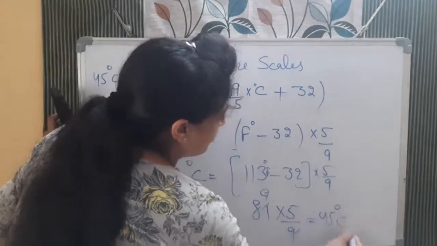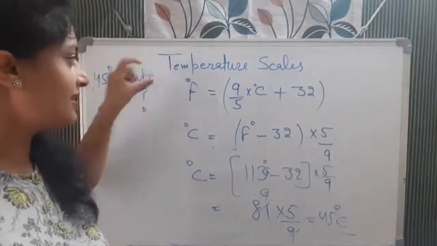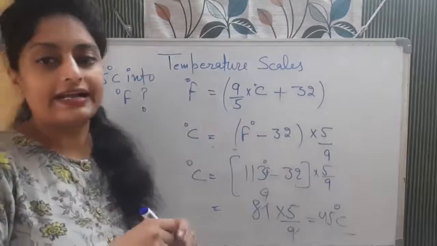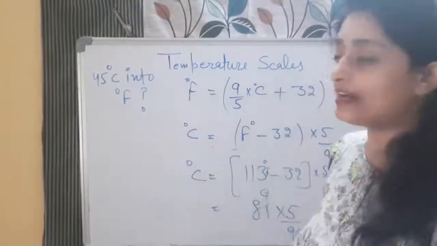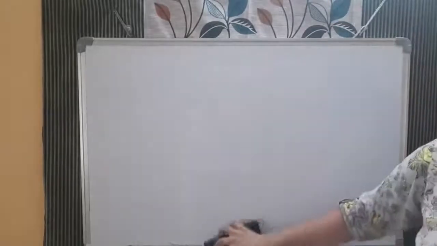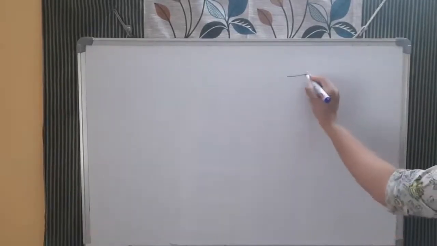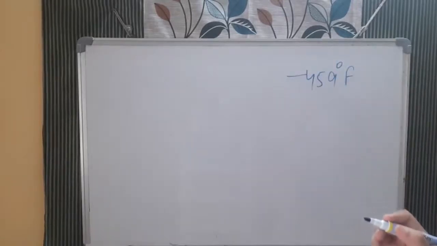So I think now you got my point that we can convert one scale to another, Fahrenheit to Celsius, Celsius to Fahrenheit. The scale of Celsius starts from 0 to 100 degrees Celsius. The scale of Fahrenheit starts from 32 degree Fahrenheit to 212 degree Fahrenheit. In the Fahrenheit scale there are 180 divisions, in the Celsius scale there are 100 divisions. And the coldest temperature in the Fahrenheit scale is minus 459 degree Fahrenheit.